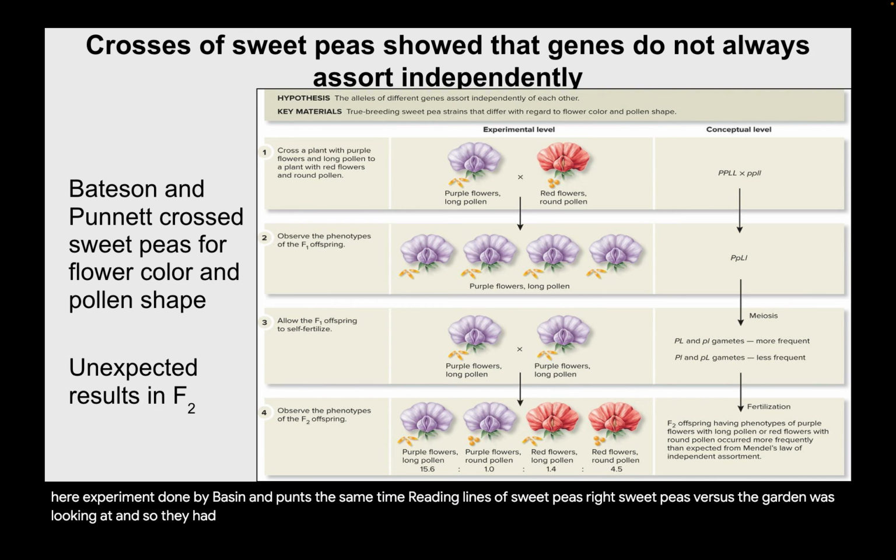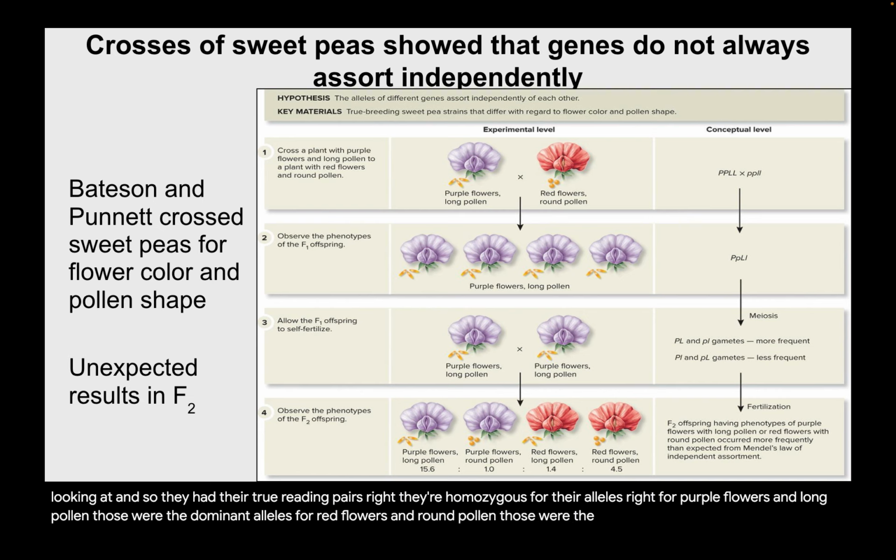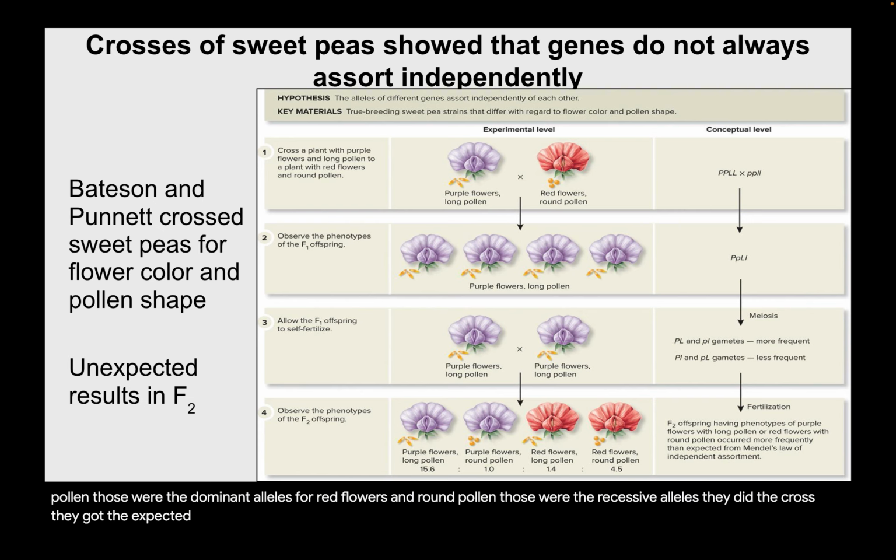They crossed two true breeding lines of sweet peas, right? Sweet peas versus the garden pea that Mendel was looking at. And so they had their true breeding pairs, right? They're homozygous for their alleles, right? For purple flowers and long pollen, those were the dominant alleles. For red flowers and round pollen, those were the recessive alleles. They did the cross. They got the expected F1 generation, right? All of the dominant traits showed up. Their genotypes were all heterozygous.